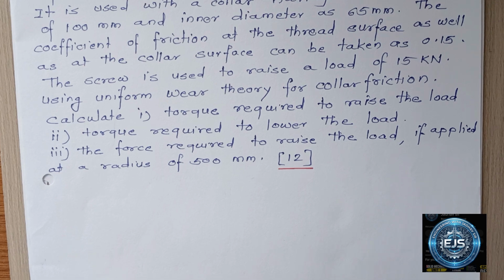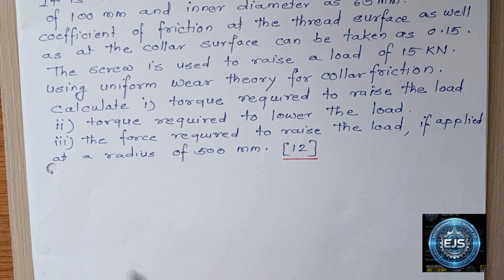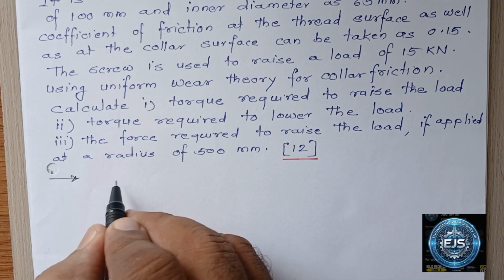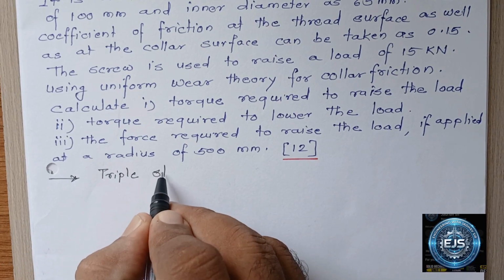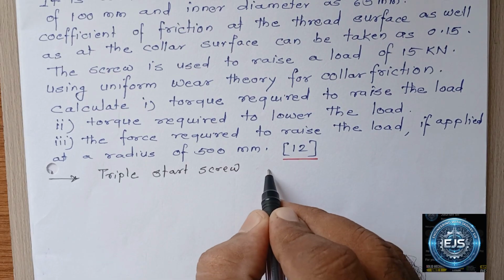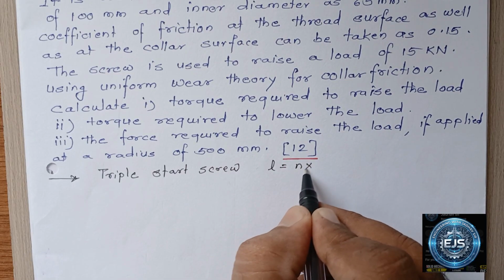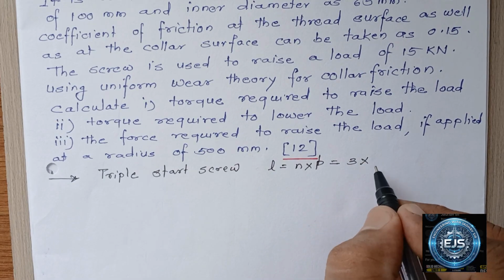And third, force required to raise the load if applied at a radius of 500 mm. ये 12 मार्क्स का ये प्रॉब्लम था इस क्वेश्चन पेपर में, नवंबर दिसंबर 2024 के क्वेश्चन पेपर में। तो यहाँ पे हम पहले गिवन डेटा लिखेंगे। एज इट इज अ ट्रिपल स्टार्ट स्क्रू, the L, that is lead is equal to N into P. N is number of starts, are 3. So number of starts are 3 and pitch is 8 mm.